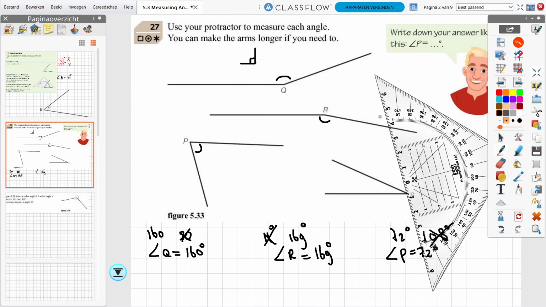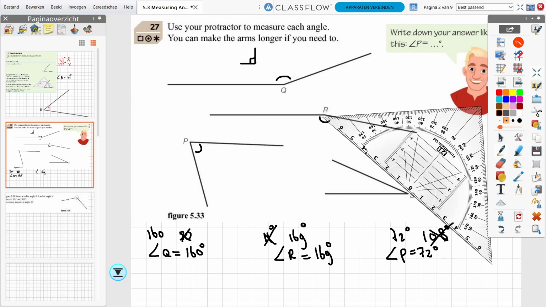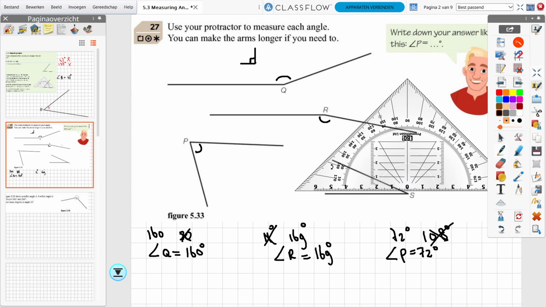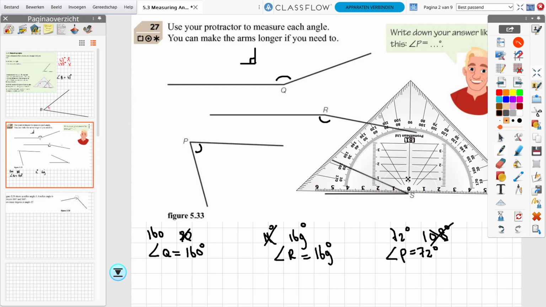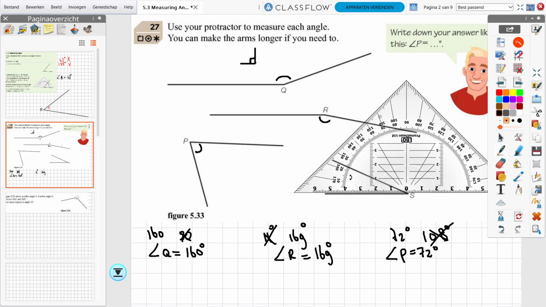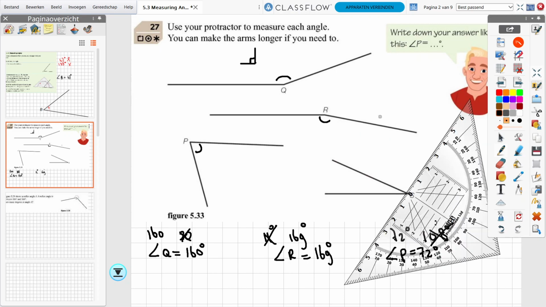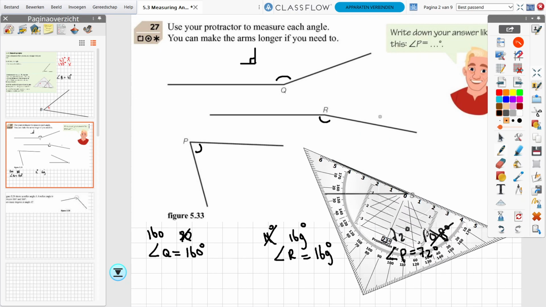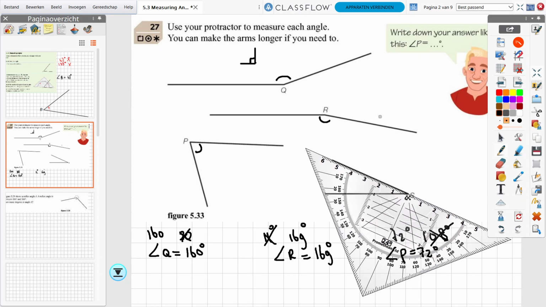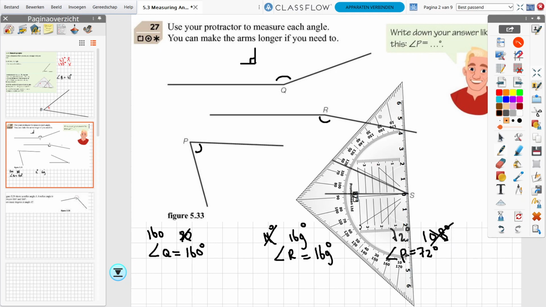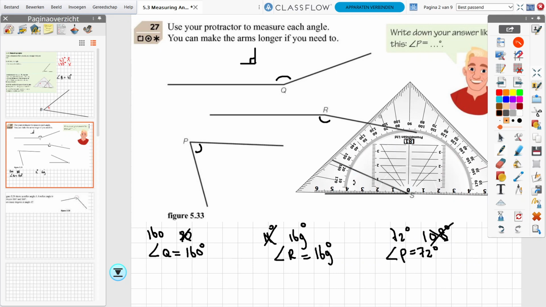And to finish it off, let's take a look at angle S. Again, aligning it like that. And I think oftentimes there is an obvious choice, right? I think this is the more obvious one to align it. What you could do is instead do it like this, 0 here, and then align it, and then you can read it off like that. But I think most people would be more inclined to do it this way. But again, they both work.